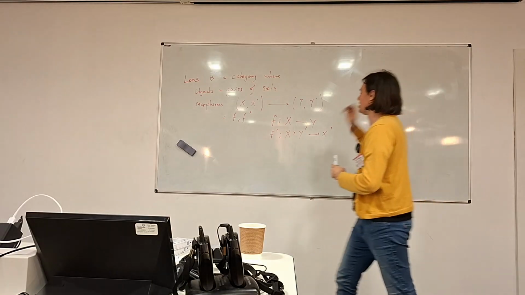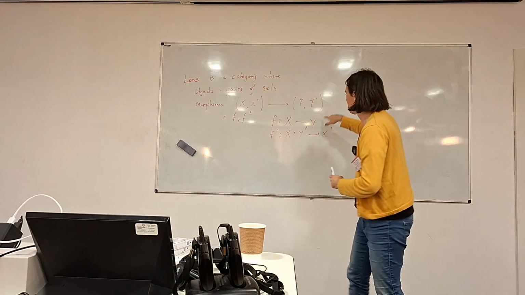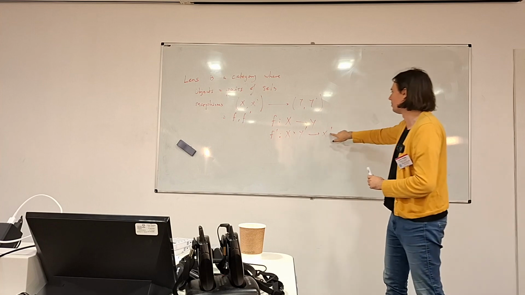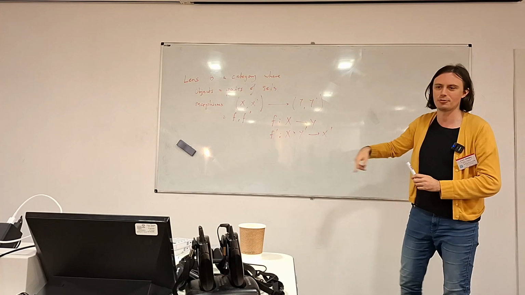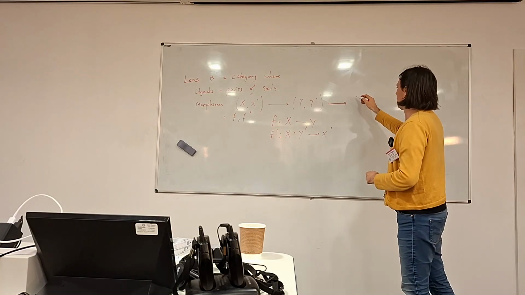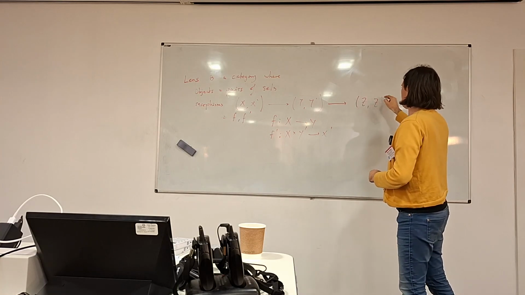Well, identities are easy. You can go from x prime to x prime. We need to go from x to x, that's the identity, and we need to go from x times x prime to x prime. That's going to be the second projection. But it's not so easy to figure out how you compose these things.